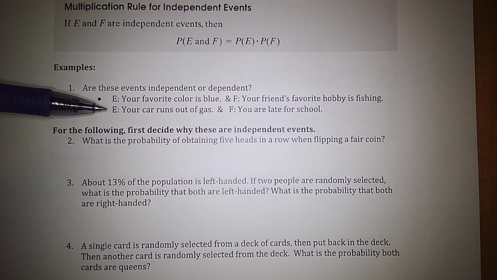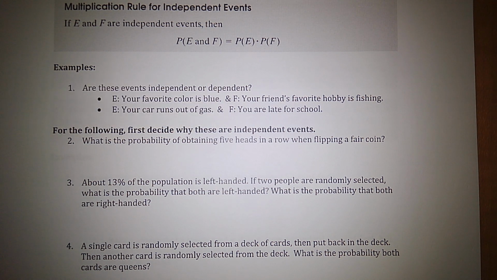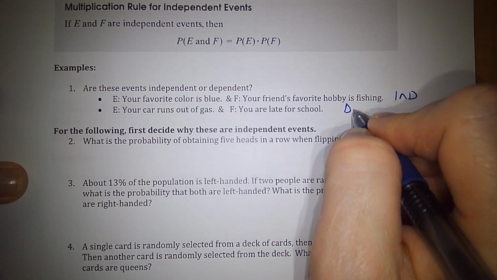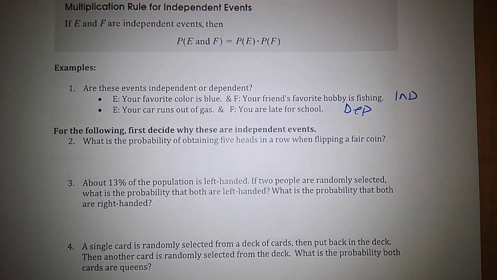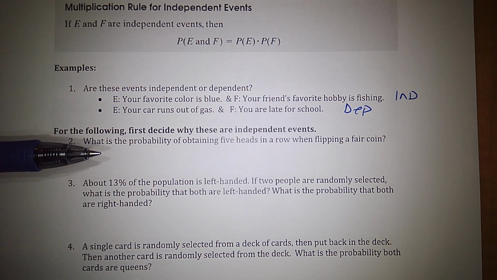However, in this next example, these would be considered dependent events, because whether or not your car runs out of gas is going to affect the likelihood that you might be late for school. So this is an example of independent versus dependent events. So let's look at some possible probabilities. First, let's decide why the following events are independent.